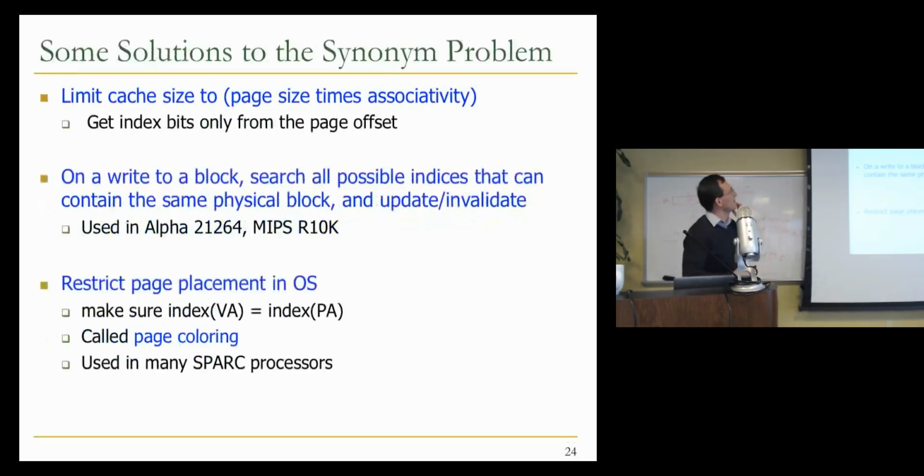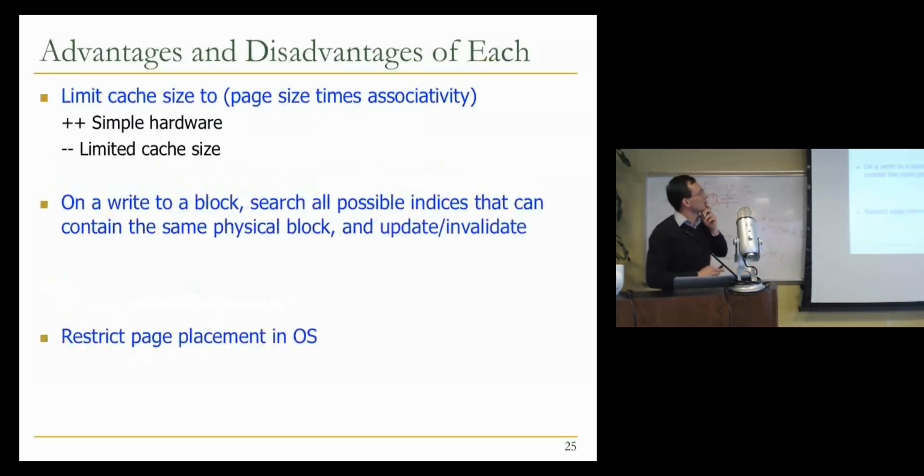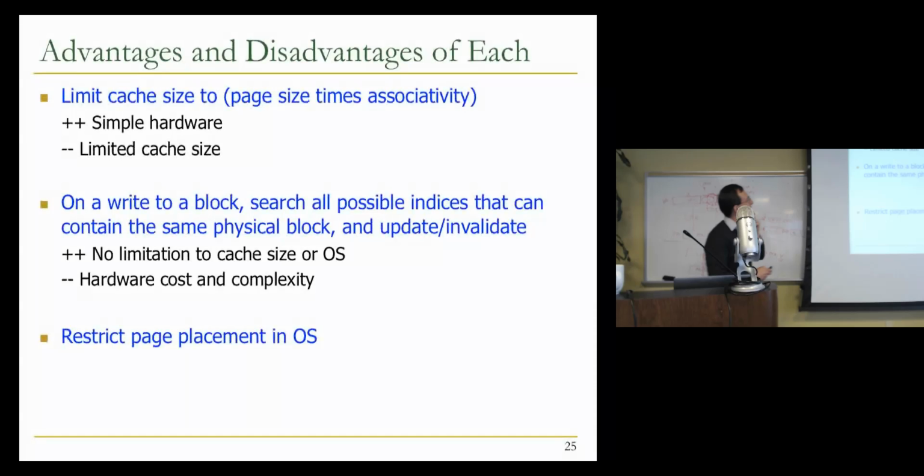And let's take a look at the advantage and disadvantage of each. The first one we've already discussed. If you limit the cache size to page size times associativity, you have simple hardware, but now you have limited cache size, especially if you want to keep associativity in check. The second hardware solution: on a write to a block, figure out all possible indices that can contain the same physical block and update or invalidate them. It's beautiful because there's no limitation to cache size or the operating system, but it incurs hardware cost and complexity. Also, you need to have ports into the cache, or you need to steal ports from the cache when no one is accessing it to do this check.